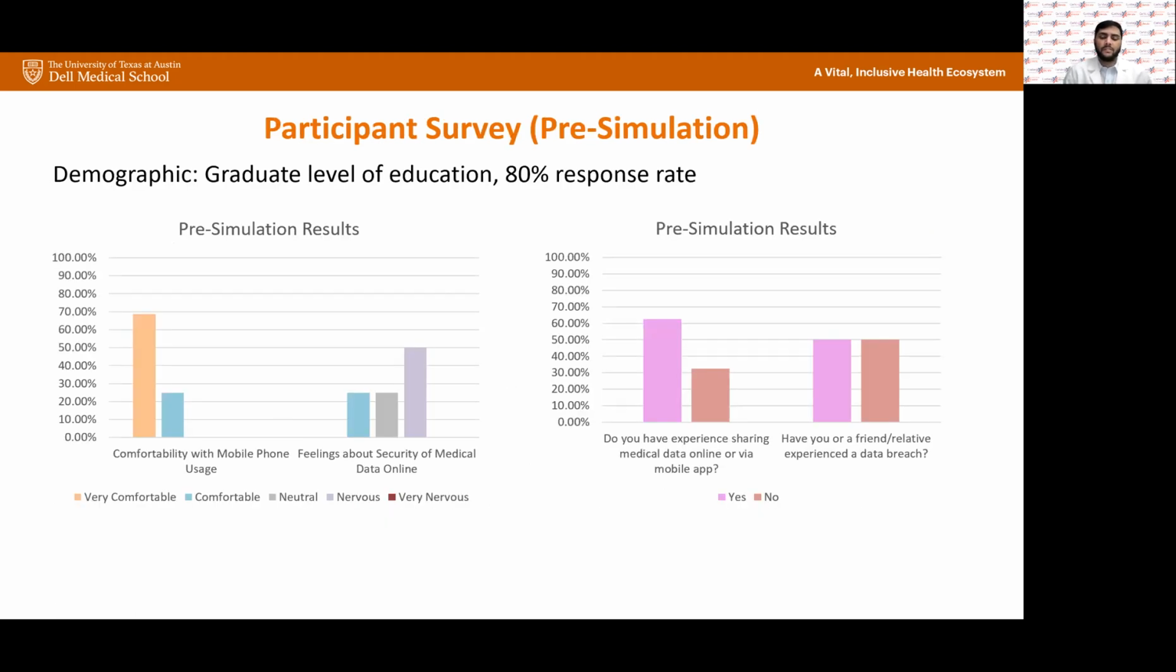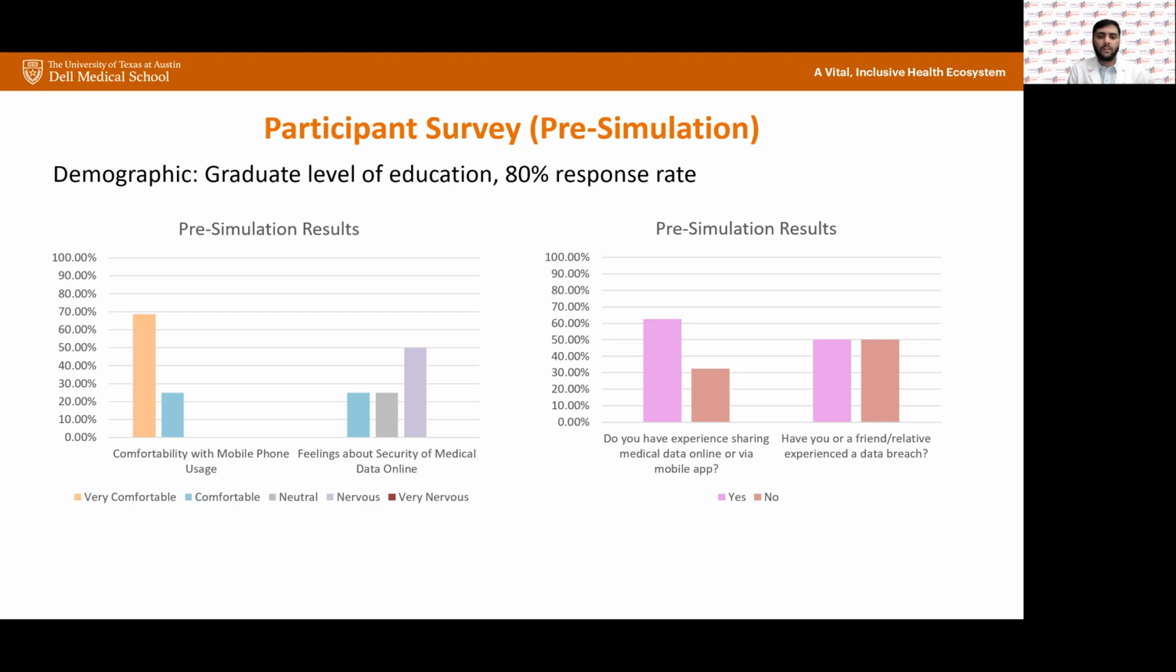When examining our survey results, it is important to note the demographics of our participants. We had an approximately 80% response rate, and all participants had at least an undergraduate level of education, with many being at the graduate level of training.